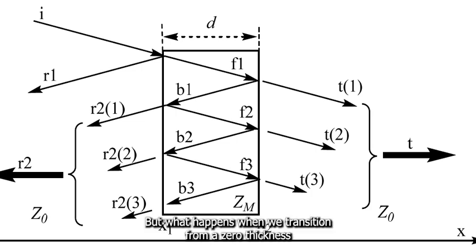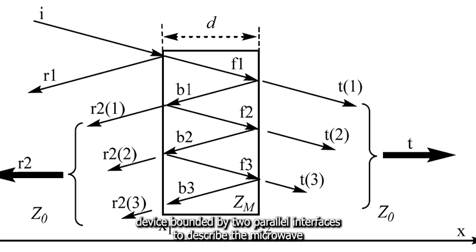But what happens when we transition from a zero-thickness interface to a practical film with physical thickness d? Here lies the fatal theoretical error that has governed materials science for 50 years, the confusion of the film with the material, and the conflation of the interface with the film. A film is not merely a material, it is a physical device bounded by two parallel interfaces.